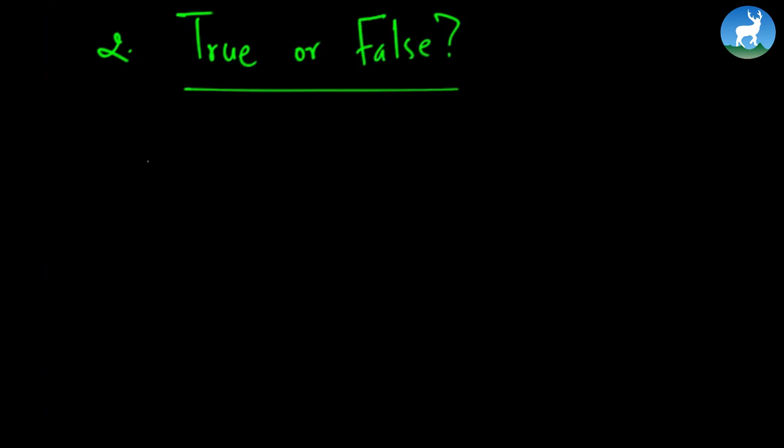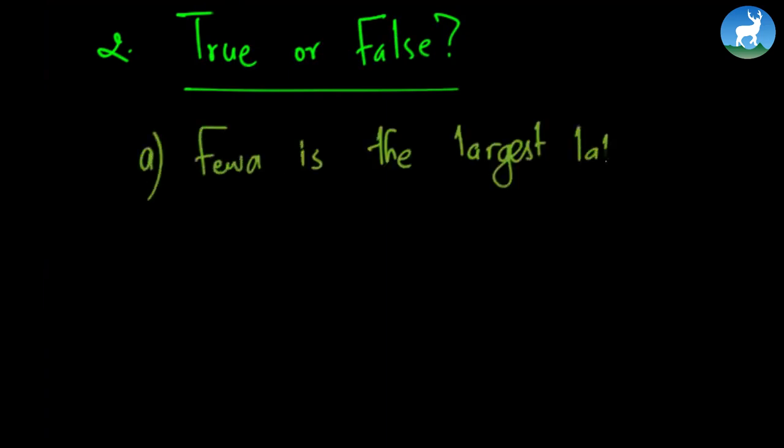Okay, the first statement that we have is Fewa is the largest lake of Nepal, and there's a blank space there. So what do you think? Is Fewa the largest lake of Nepal? Of course it is not. So it is the second largest lake of Nepal. So we go with the word false.